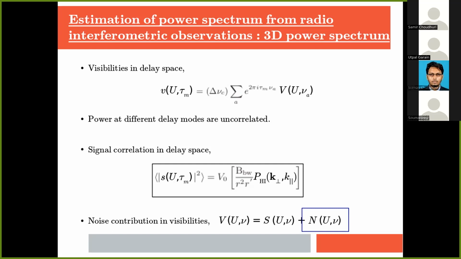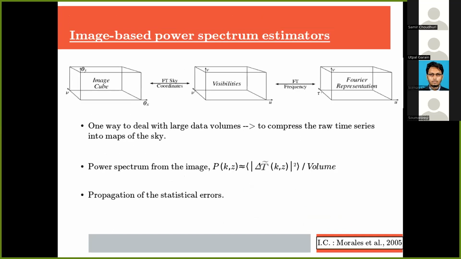So till now, we were discussing only the visibility-based estimation. There's also an image-based power spectrum estimator, which I included because the SKA data challenge will also provide us with this image data cube. So we have the visibilities in this plane, where this is the u vector plane, uv, and this is the frequency axis. Now, one way to do it is to make a map and go to the image plane, where it is the theta vector in this plane and the frequency in this plane.